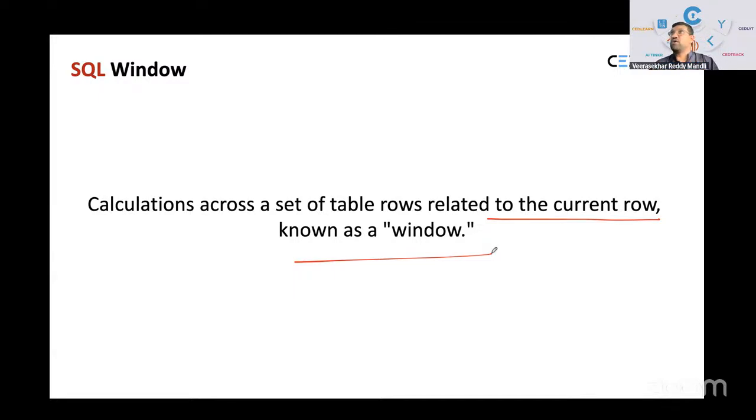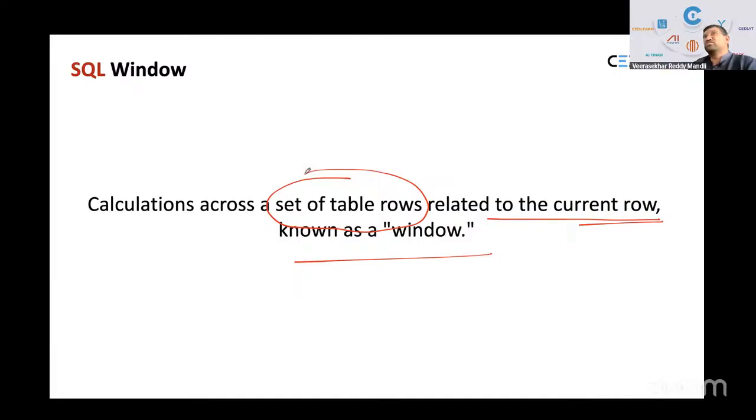In that, we are going to perform the calculation. That calculated value, we are going to show on every row, meaning the current row. To do this, obviously, we need to set that table's rows. Some of the rows we need to select. That is the reason for window functions.